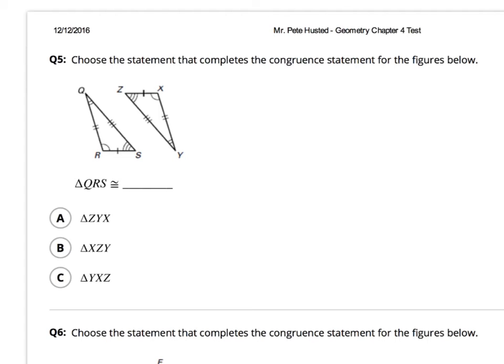Okay, question 5 wants to know triangle QRS. So QRS, pay attention to how it's labeled. It starts with the double arc, to the single arc, to the triple. Is it congruent to which of these 3 triangles? Okay, so when you pick one, make sure it goes in the same order as this one.